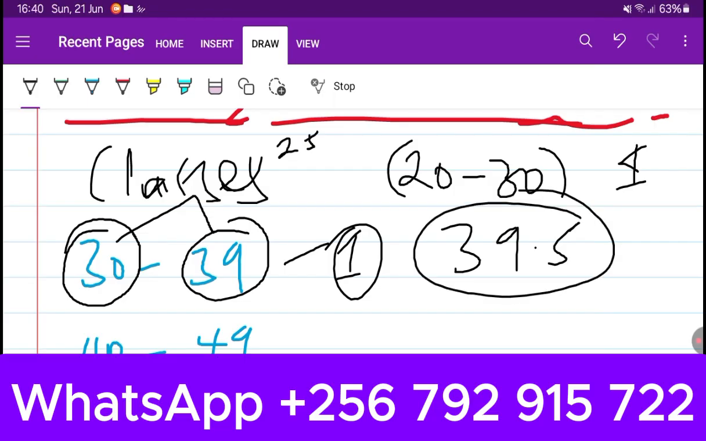So in this kind of analysis, if we are dealing with the 30 to 39 class, it applies to all other classes. Even in this second class, 40 is our lower class limit and 49 is our upper class limit, and both are inclusive in that class.